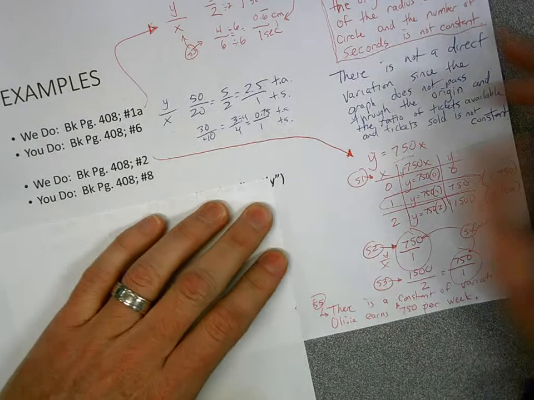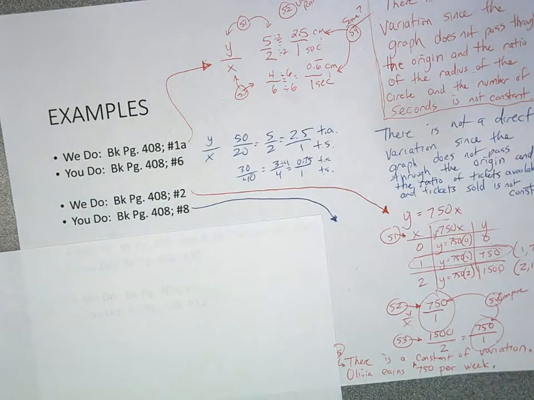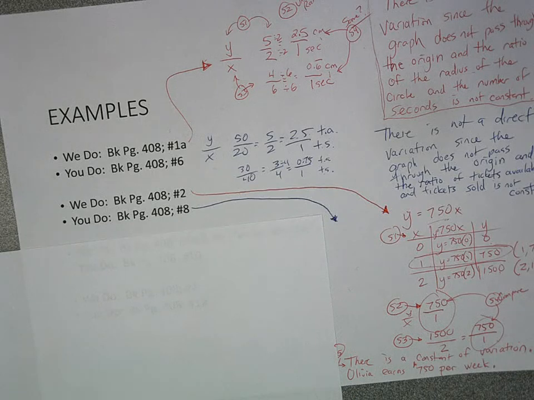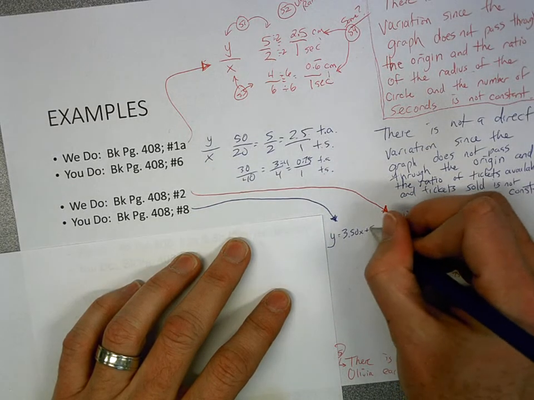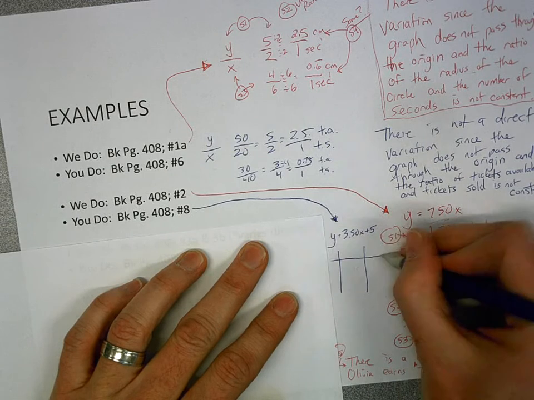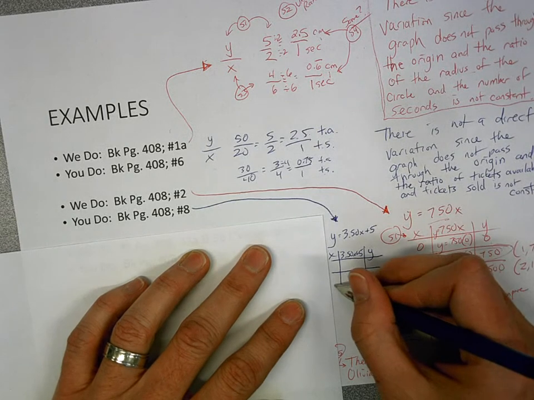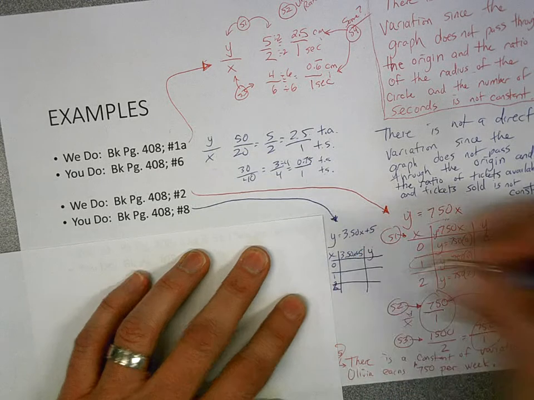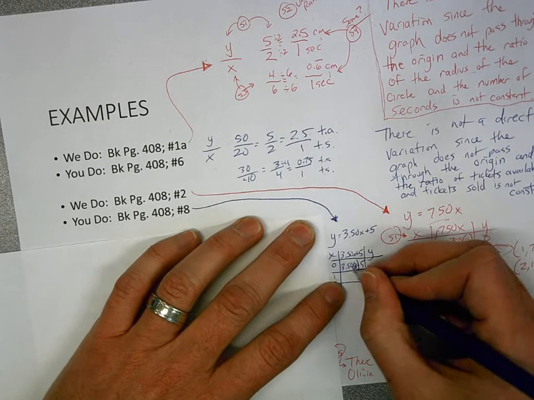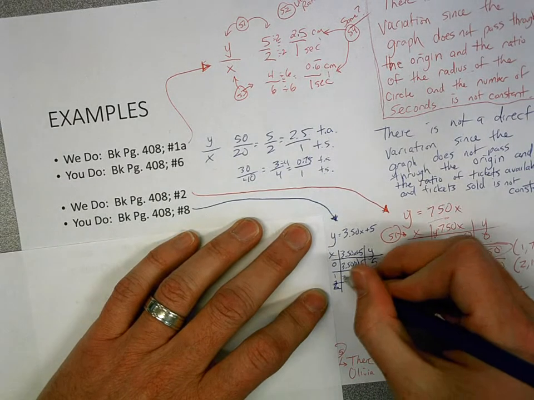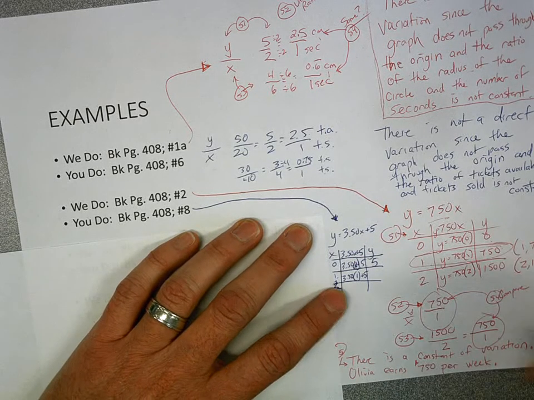Okay, I am running out of a little bit of room here on this paper. So, if we take a look at problem number 8, they give us the equation of 350x plus 5. So, if I go ahead and build our chart, start plugging in numbers. Go 0, 1, 2. So, 350x plus 5. Plug in a 0. So that is 0 plus 5, which is 5. Plug in our 1 for x. That's 3.50, like $3.50 plus $5. That's 8.50.